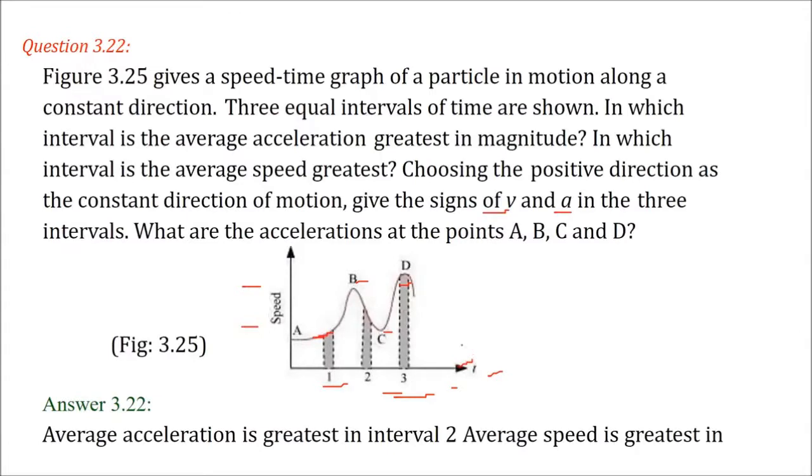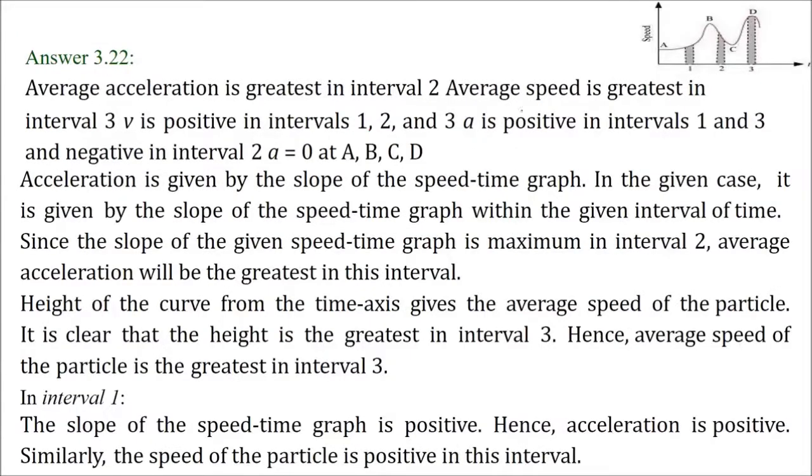See, first of all, this is a speed-time graph. So what is the acceleration? It is given by dv by dt. So the average acceleration is greatest in interval 2. The average speed is greatest in interval 3. Average acceleration is greatest in 2, average speed is greatest in 3.